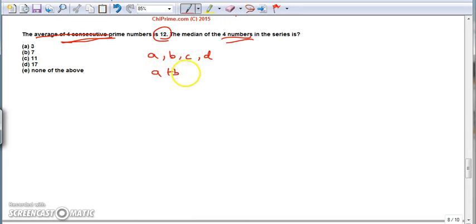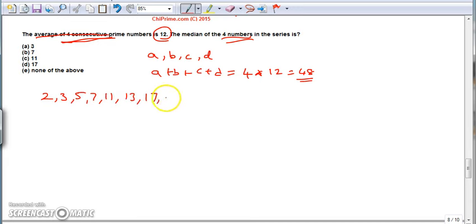The average is 12, which means their sum, A plus B plus C plus D, is 4 times 12, or equal to 48. So if the sum of these four prime numbers is 48, we want to find out what the numbers likely are. Now we all know the prime numbers. They start with 2, so you have 2, 3, 5, 7, 11, 13, 17, 19, and so on. And we want to find four consecutive numbers in the series that sum to 48.